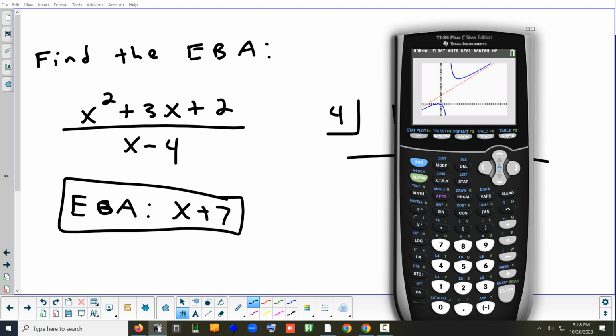All right, what do you think now? Does that look like an asymptote? Yeah. You could go further down to the left, you're just going to see them getting closer and closer. But that looks good to me. So there's your end behavior asymptote, which in this particular case was a slant asymptote. Any questions on that one?